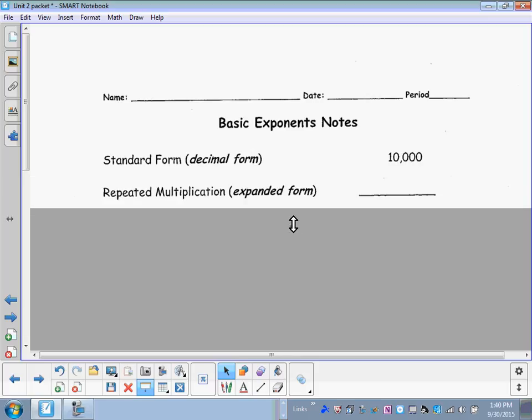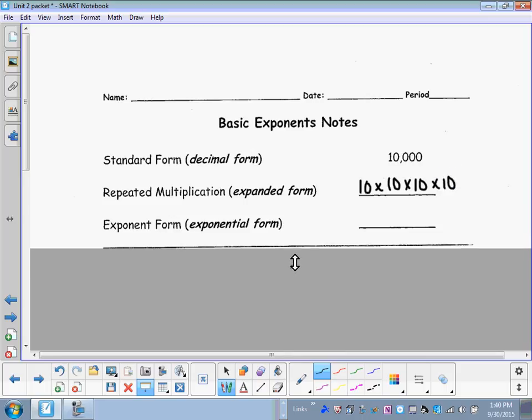We can also write it in expanded form, or the repeated multiplication represented by 10,000, which would be 10 times 10 times 10 times 10. We can also write 10,000 in an exponent form, which we call exponential form. So 10 raised to the power of 4.